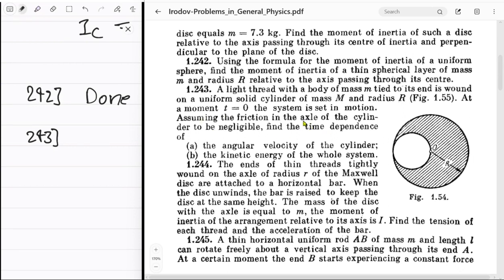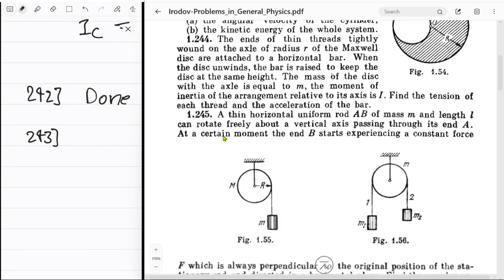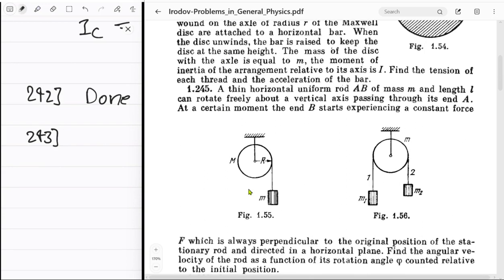Wait, what? Friction in the axle of the cylinder. Fine, fine. A uniform solid cylinder of mass M and radius r, and the thread is wound on it so it doesn't slip, I think. Find the time dependence of the kinetic energy of the whole system and the angular velocity of the cylinder. Fine, no big deal. Just want a time dependence, right?